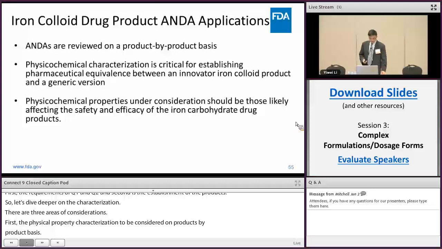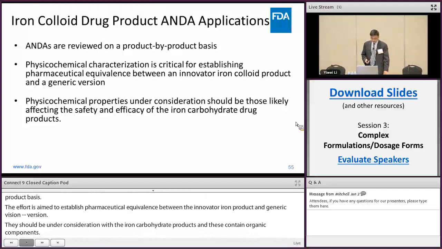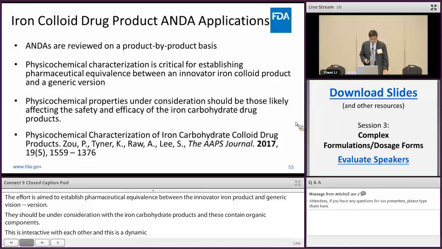However, as we will see in the next slide, iron colloid drug products are complex drug products which contain inorganic and organic components. These components interact with each other to form, in my opinion, a dynamic mixture. Very often multiple physicochemical properties need to be analyzed and compared, and different analytical techniques are often required for the analysis. Therefore, a well thought out and systematic approach is highly recommended.